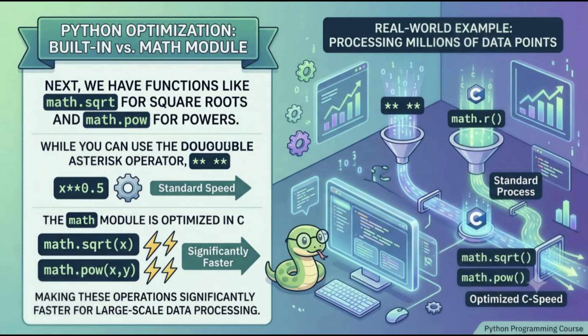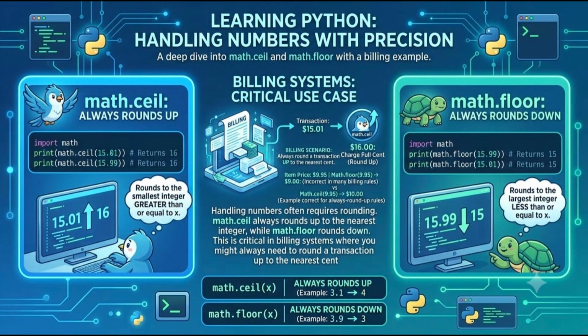While you can use the double asterisk operator, the math module is optimized in C, making these operations significantly faster for large-scale data processing. Handling numbers often requires rounding. math.ceil always rounds up to the nearest integer, while math.floor rounds down. This is critical in billing systems, where you might always need to round a transaction up to the nearest cent.